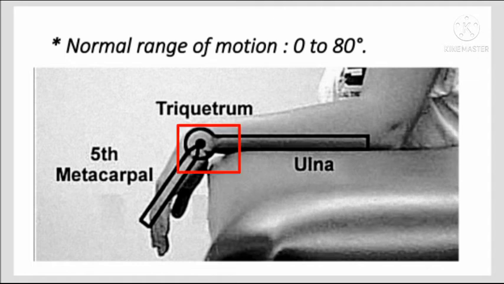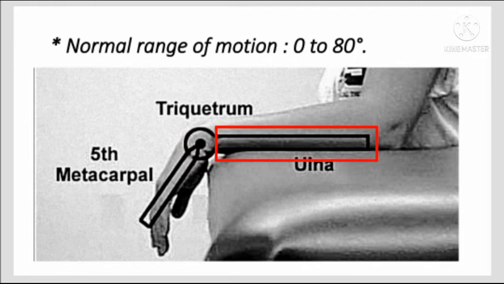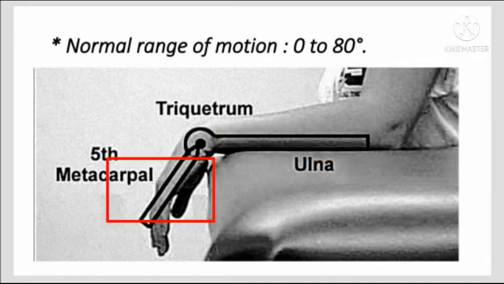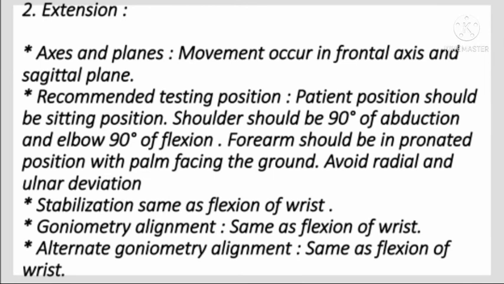Center the fulcrum of the goniometer over the lateral aspect of the wrist over the triquetrum. Proximal arm should be parallel to the lateral midline of the ulna. Distal arm should be parallel to the lateral midline of the fifth metacarpal. Take the reference as the olecranon process. Extension, axis and plane: movement occurs in the frontal axis and sagittal plane. Recommended testing position.